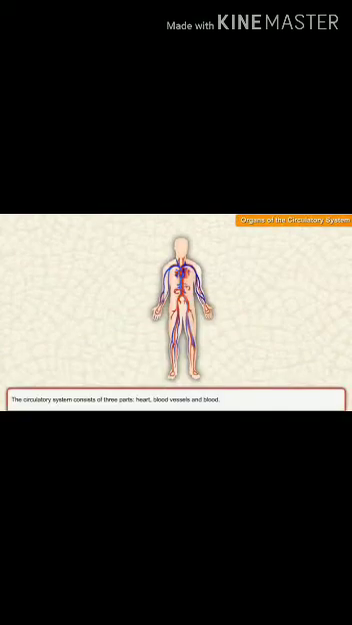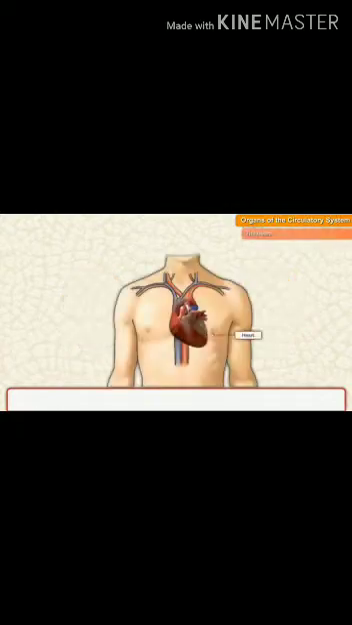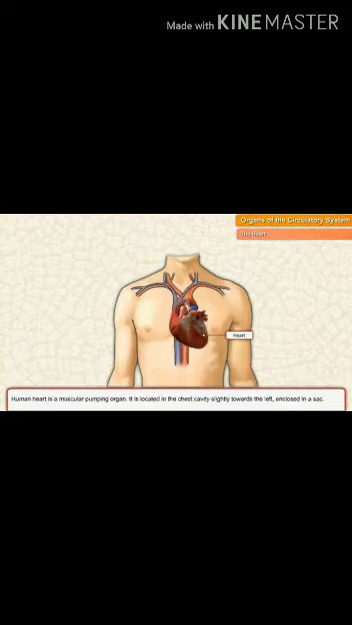Organs of the circulatory system. The circulatory system consists of three parts: heart, blood vessels, and blood. The heart. Have you ever felt your heartbeat? The human heart is a muscular pumping organ. It is located in the chest cavity, slightly towards the left, enclosed in a sac.